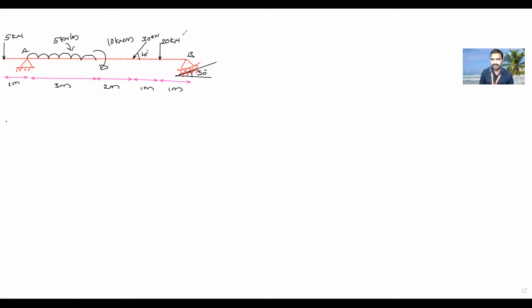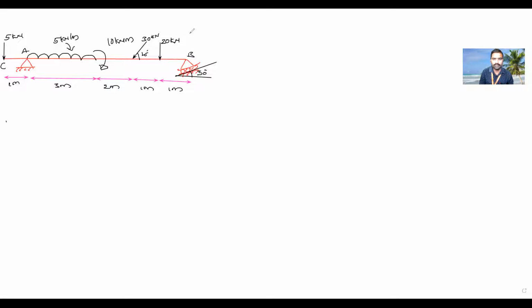Which type of beam is it? Is it simply supported or fixed or what? Cantilever? Overhanging. Yes, very good. It is overhanging because part of the beam is not supported. It is free. That's why the entire beam is called an overhanging beam.